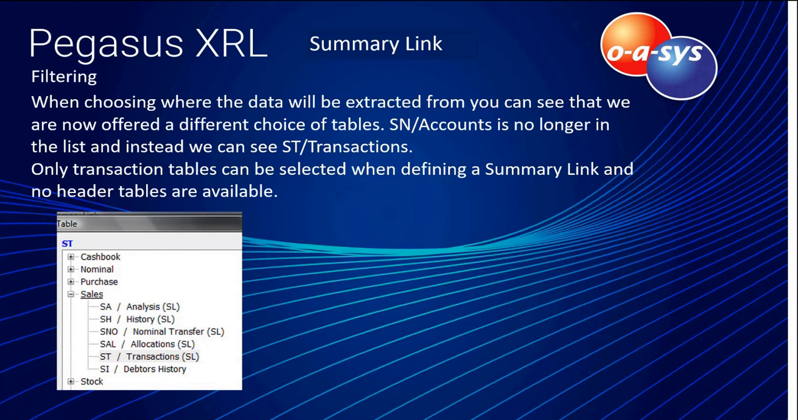When choosing where the data will be extracted from, you can see that we are now offered a different choice of tables. SN accounts is no longer in the list, and instead we can see the transactions. Only transaction tables can be selected when defining a summary link, and no header tables are available.